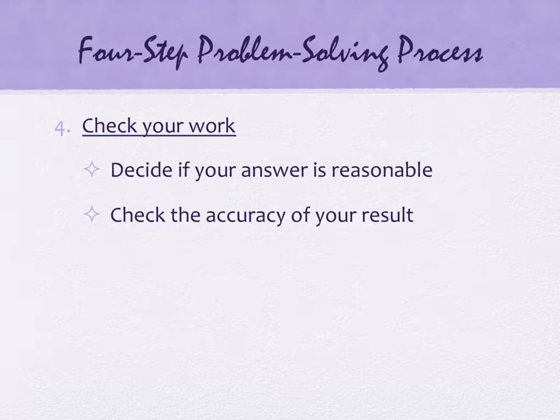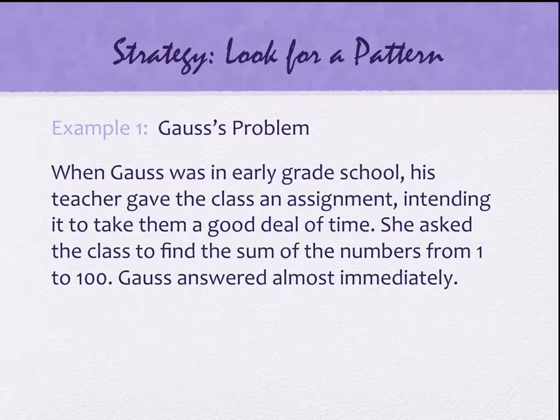So what we're going to do is try one problem today using this problem-solving strategy. The one that we're going to look at, problem number 1, is about a mathematician named Gauss. Gauss was a very important mathematician. This is actually something that happened in early grade school for him. His teacher gave the class an assignment, wanting it to take a good deal of time, and asked them to find the sum of the numbers from 1 to 100.